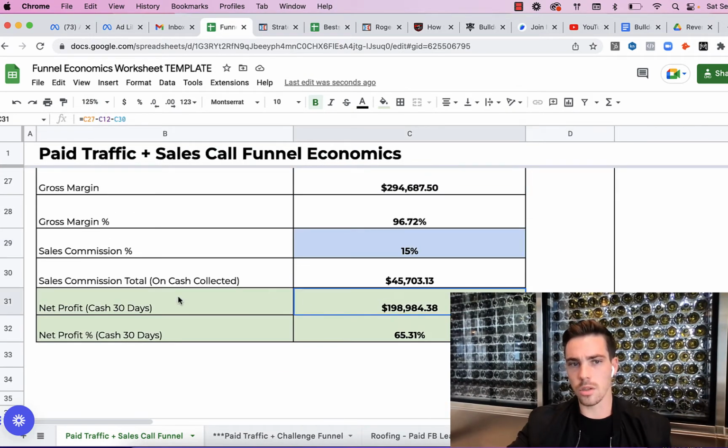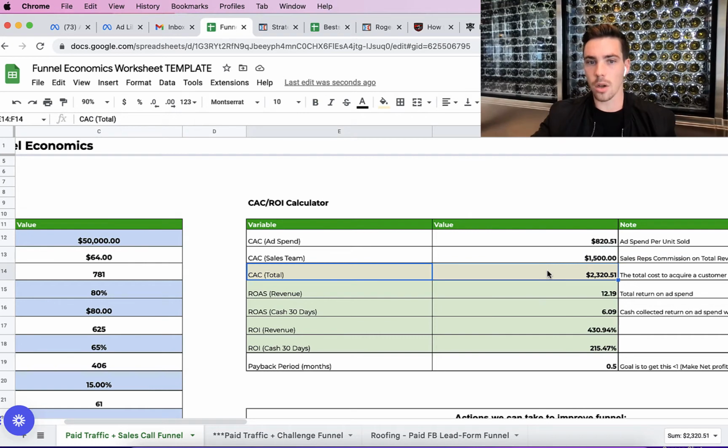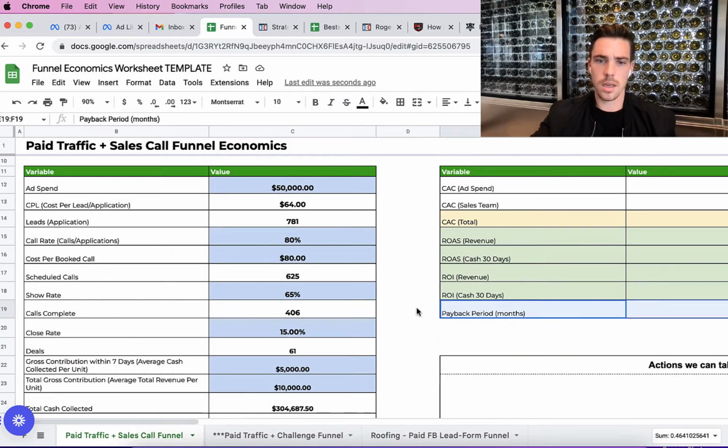We can see we're generating net profit on cash collected revenue within a 30-day period, almost 200 grand based on those numbers, right? We can go and actually look at what is our exact cost of acquiring a customer? What is our return on ad spend? What's our ROI? What is our payback period, right? So we look at these numbers, and we can't just go and run ads without having a plan, right?